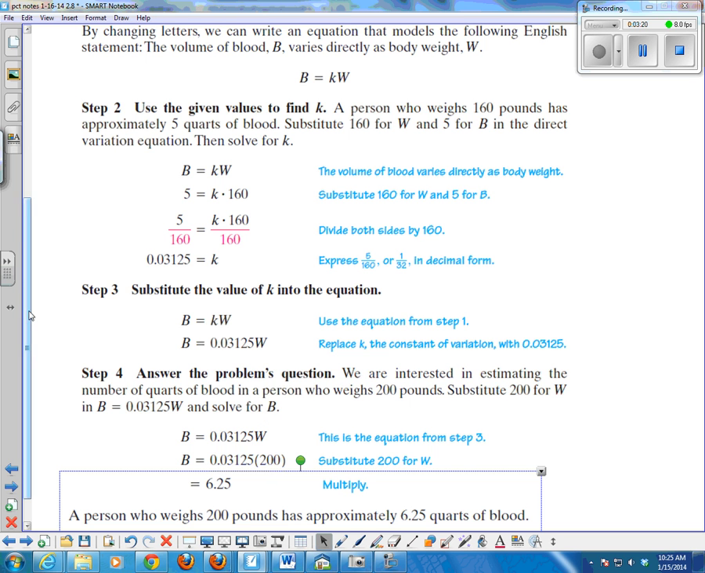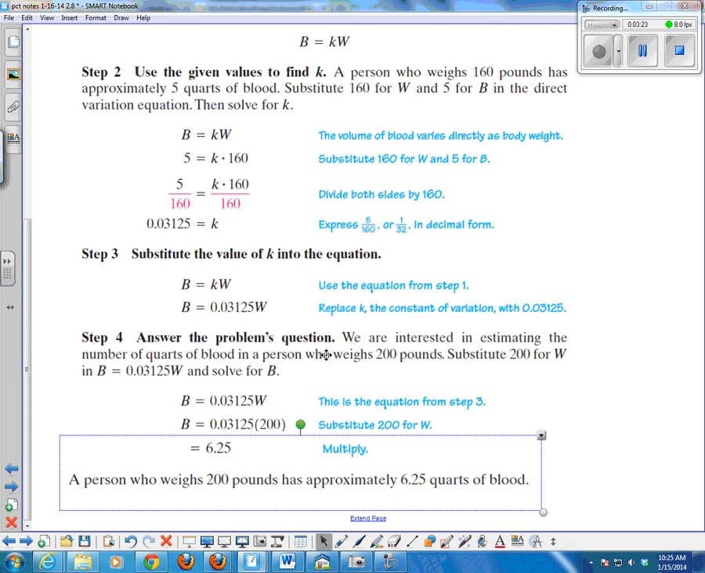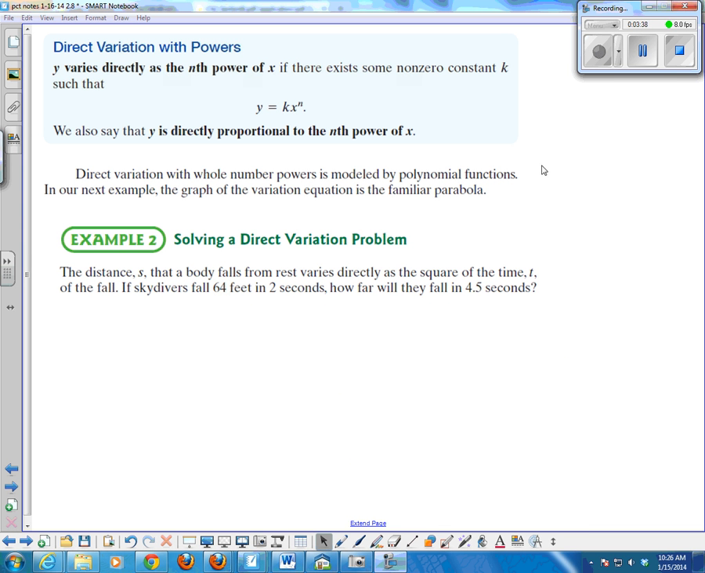Okay. Pause the recording here for a minute to read over this example and again look at how to solve this equation. It's kind of like a two-step part to solving this. So first you solve for the k, and then you put the k in to solve for the other variable you're looking for. Okay, pause. All right, the next page.